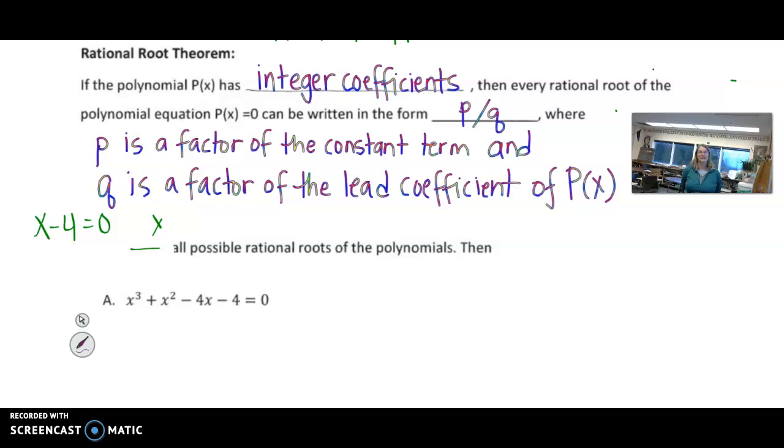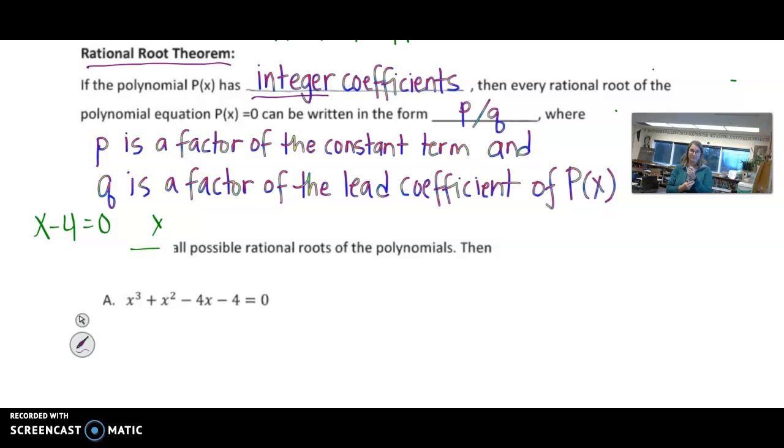All right, so this is the last video from the 3.5 notes, and this one is going to cover the rational root theorem. We'll define it here and then do a couple of examples, and then you can go do your 3.5 practice. All right, so if a polynomial p of x has integer coefficients, do you recall what integers are?